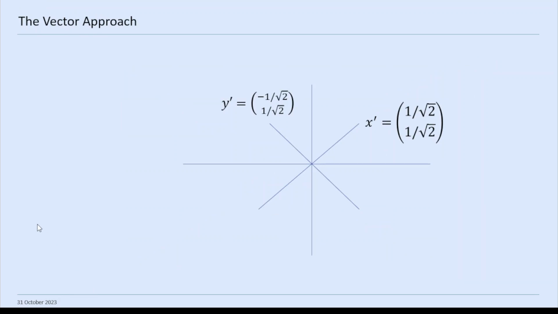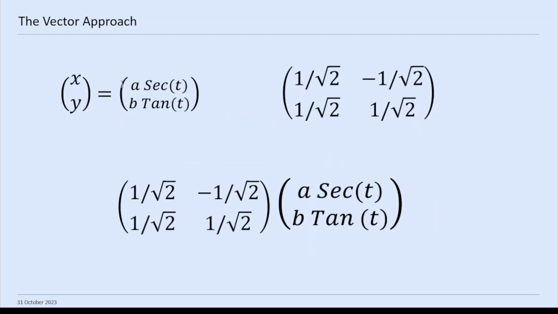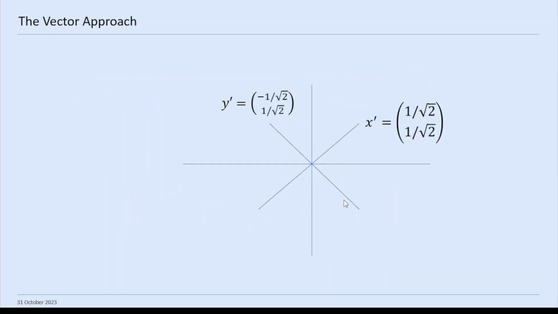Okay, so what we're going to do is sort all this out by taking a vector approach. Now this diagram is going to become helpful, but let's just explain. Firstly, we're going to write the parametric expression of the hyperbola as a vector. So (x, y) equals (a sec t, b tan t). And then we're going to put together a matrix which corresponds to a rotation of 45 degrees anti-clockwise. So this x is going to go to x prime, which is 1 over root 2, 1 over root 2. Those are the two coordinates.